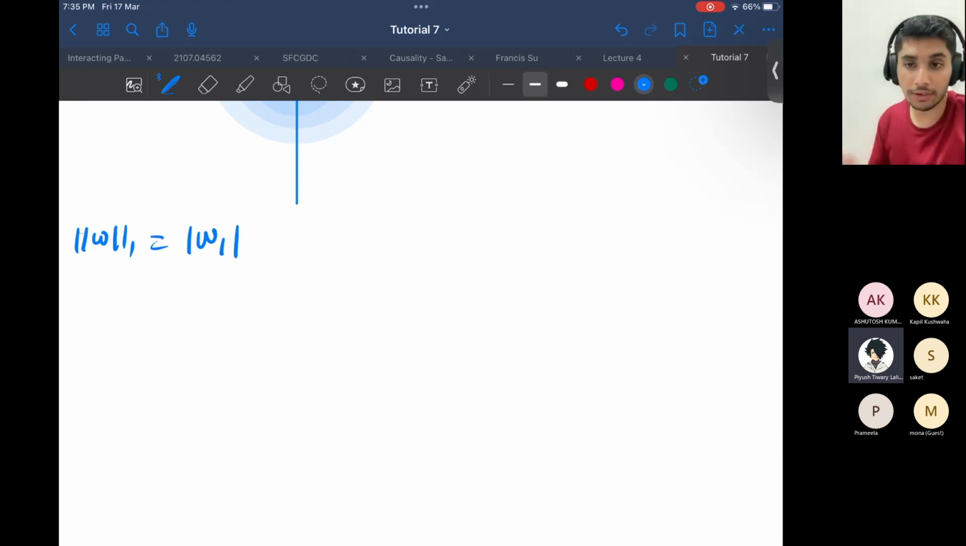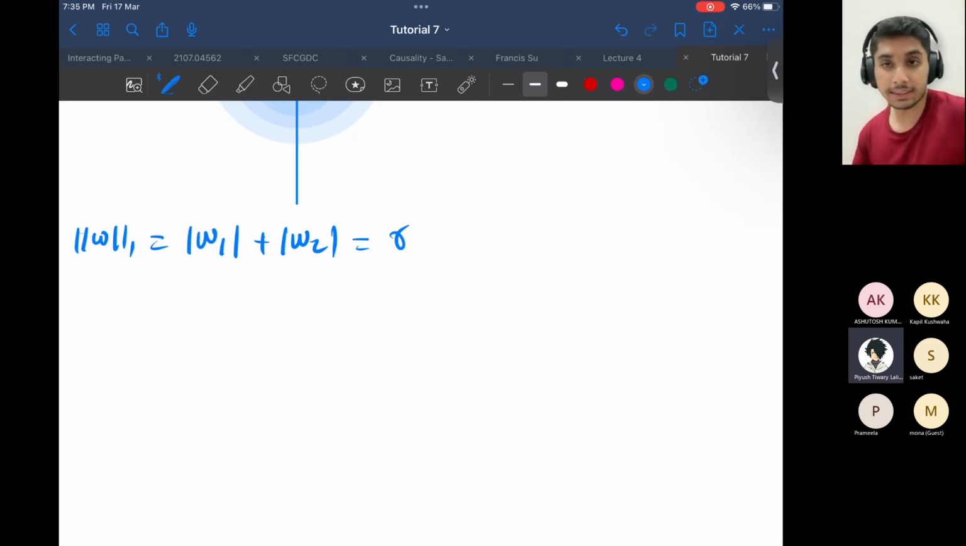The absolute value of the first term plus the absolute value of the second term, right? And now let's say I want to see the contour plot for this function. So let's set it to some R, okay? Now there can be various cases, right? What can be the various cases?